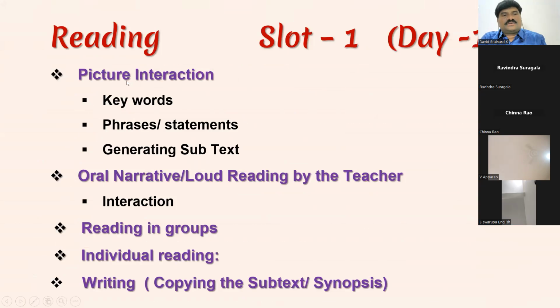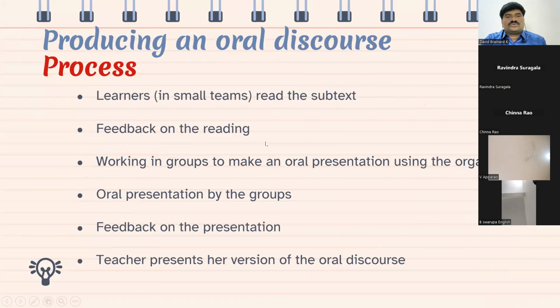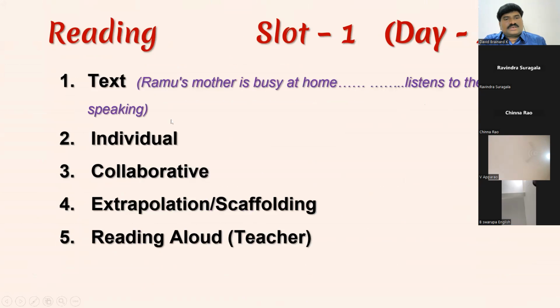We had a picture interaction, keywords, phrases, and then generation of subtext happened. And there was oral narrative, and then reading in groups happened. And then individual reading happens. Finally, they'll be copying it down. That is the writing part. On day two, we have the text that is selected, and individual reading, collaborative reading, extrapolation, and reading aloud by the teacher as usual. So the only change is with day one, that is picture interaction. That's a new thing that we need to remember.